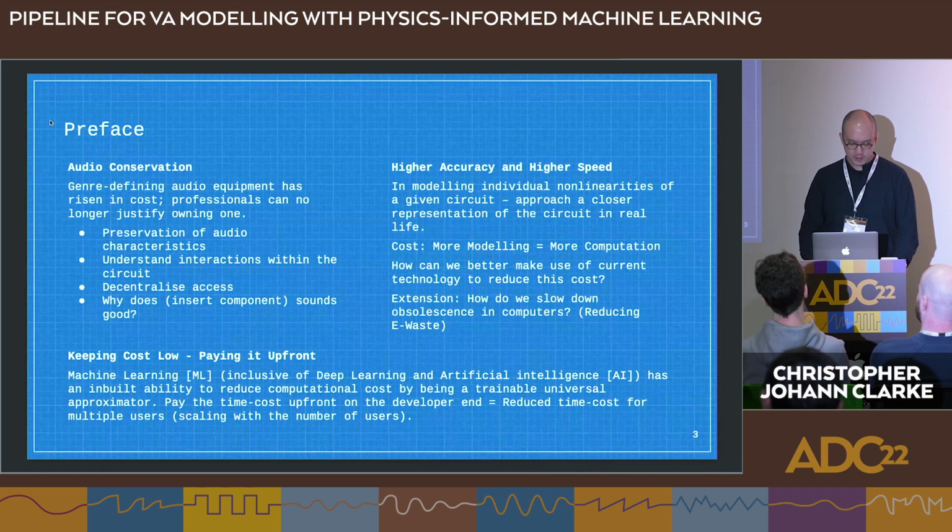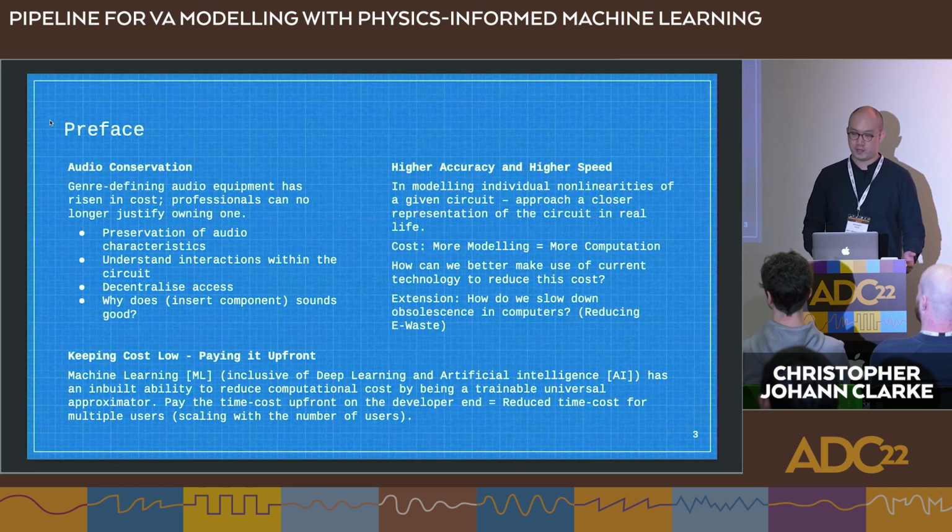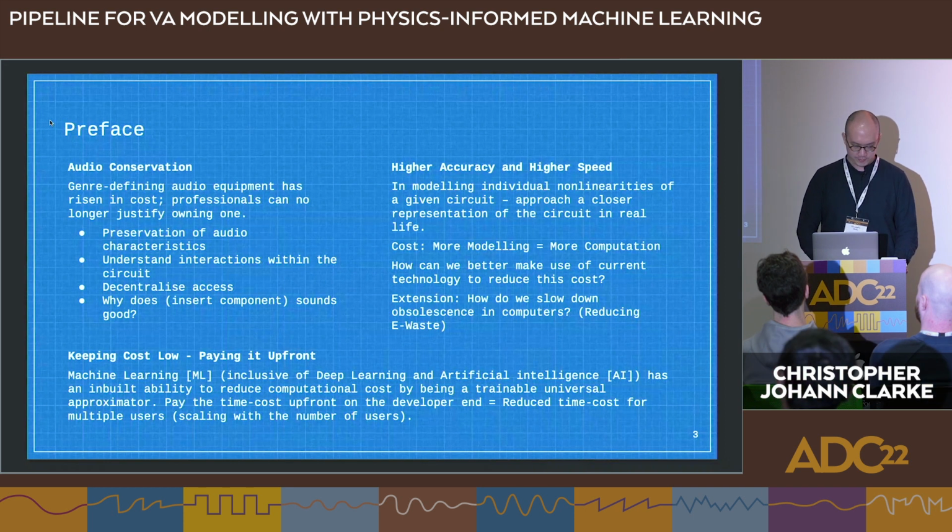The proposal in this presentation is to make use of machine learning to keep computation costs low on the user end by paying it upfront with machine learning, deep learning, AI, whatever we want to call it. In being a trainable universal approximator, the developer can then pay this time cost, which results in reduced time cost for multiple users. And this reduced time cost scales with the number of users.